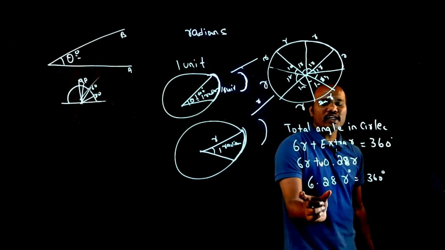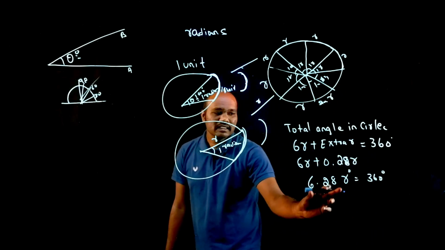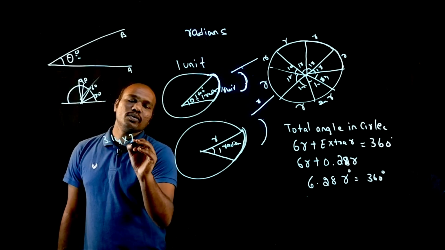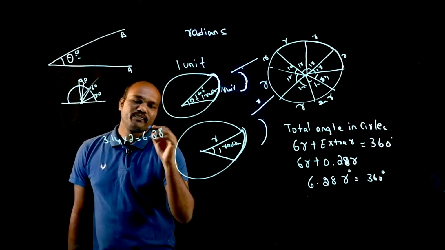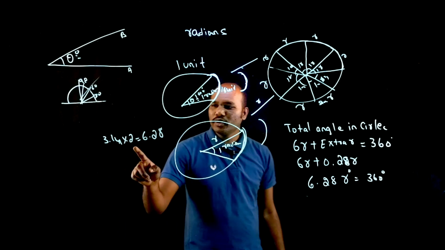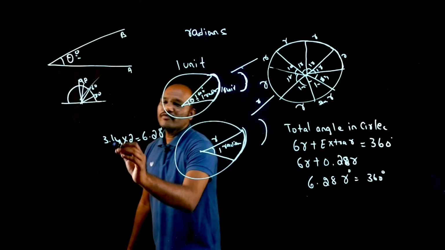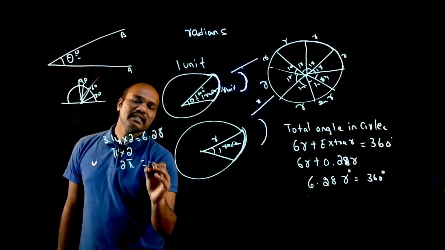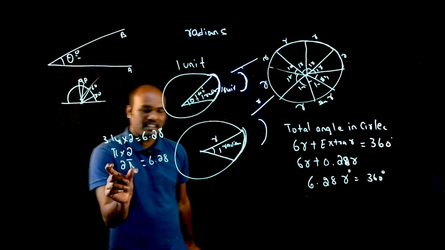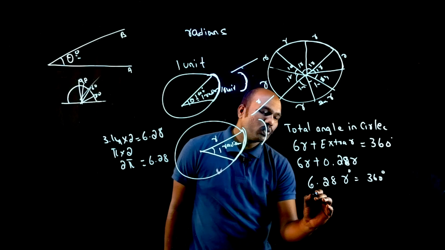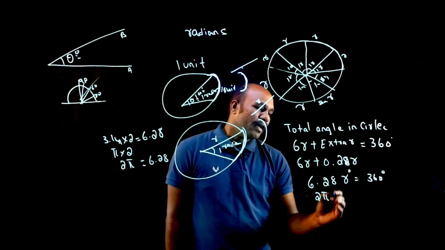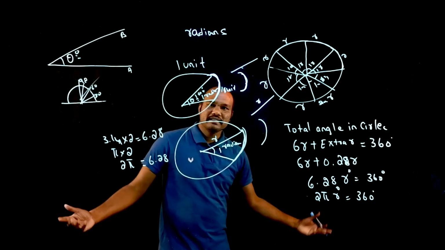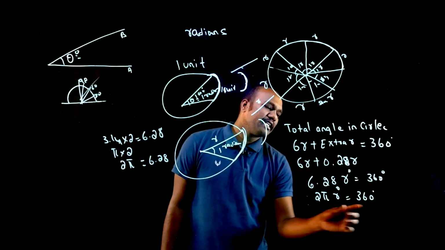Have you heard 6.28 somewhere? Yes, we have heard. How much is that? See, 3.14 into 2 is 6.28. 3.14 is how much? Pi. So 2 pi means 6.28. So if I just set it out here, 2 pi radians is 360 degrees. That's it. 2 pi radians means 360 degrees.